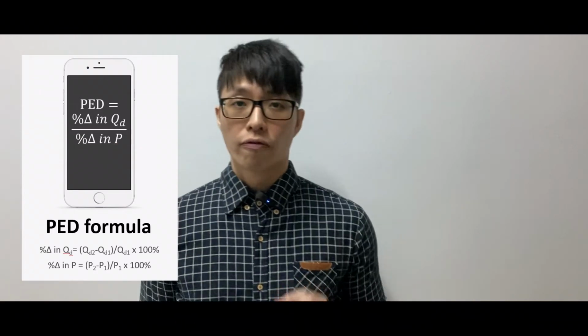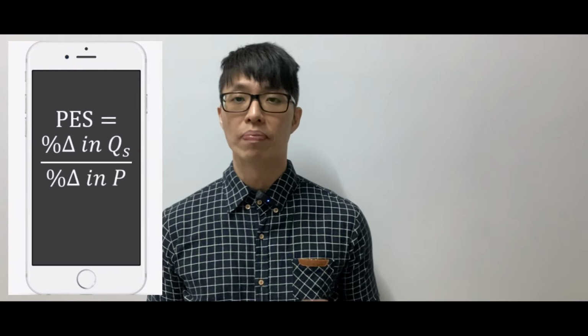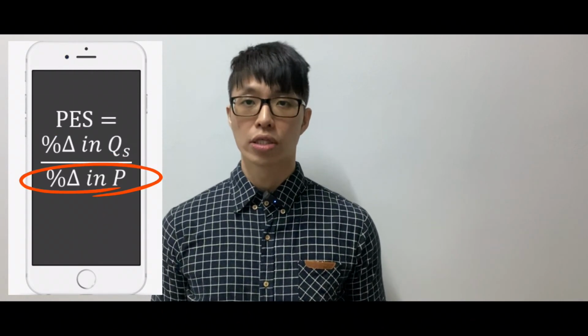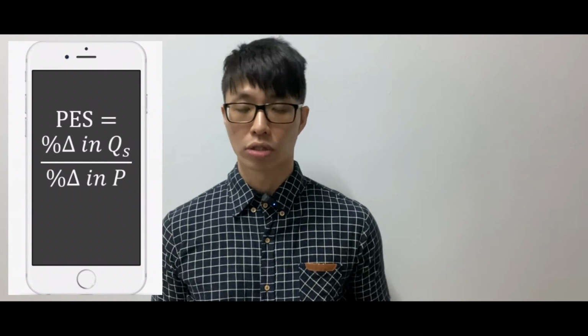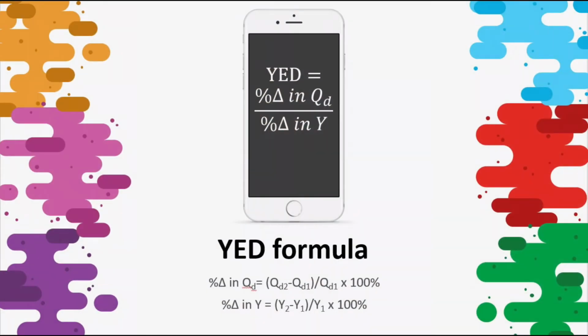Okay? For PES, the numerator will change. The numerator will be percentage change in quantity supplied over percentage change in price. Denominator did not change. There is another one that will change the denominator, which is the YED. For YED, the numerator will not change, which is percentage change in quantity demanded. However, the denominator will change, which is percentage change in income.